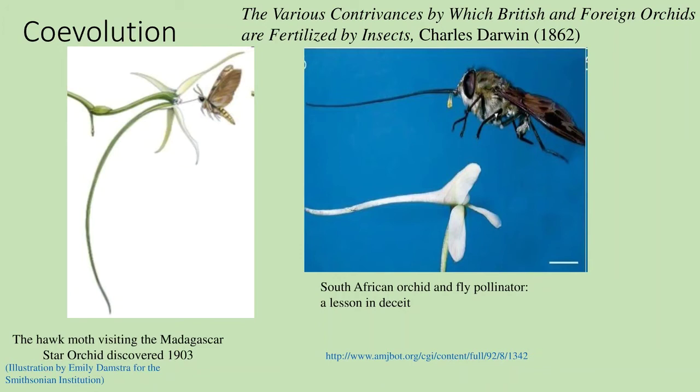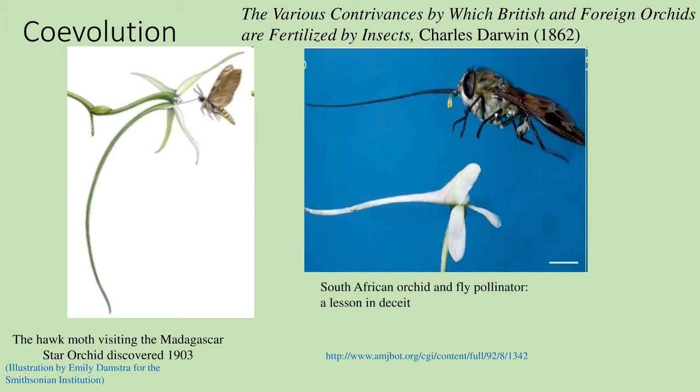So this idea of coevolution was predicted by Charles Darwin, and you can see he wrote a paper on this back in 1862, "The various contrivances by which British and foreign orchids are fertilized by insects." As I mentioned to you in class, he noticed an orchid with a 13-inch long pollen tube, or nectar tube. So he predicted, well, most of these orchids are pollinated by moths, so there must be a moth out there with a 13-inch long tongue. And sure enough, it was discovered in 1903.